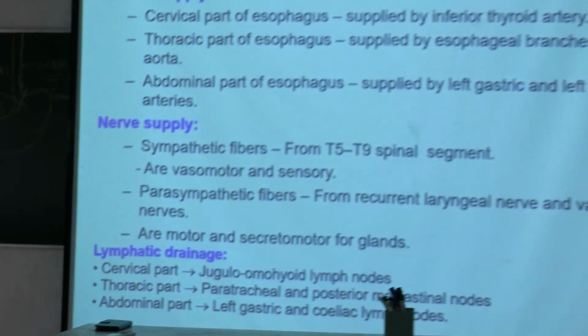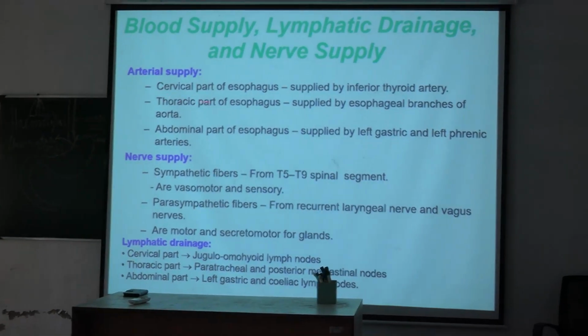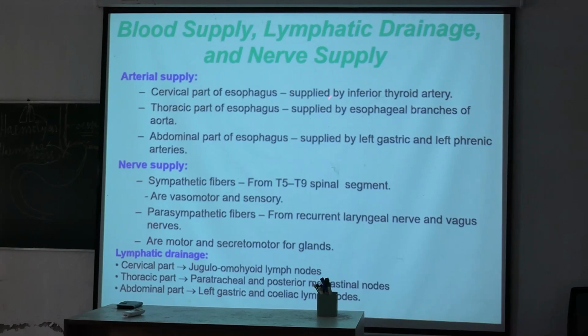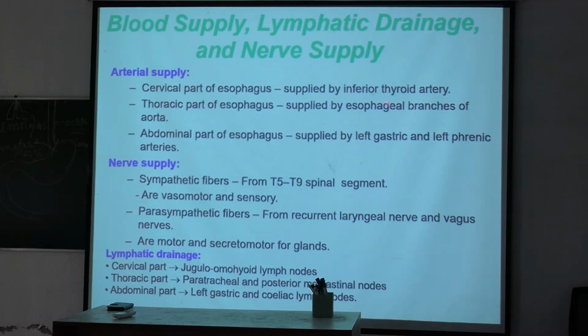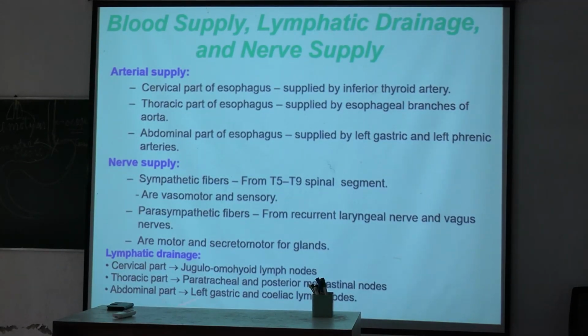Next, we are going to arterial supply. The cervical part of esophagus is supplied by inferior thyroid artery, and the thoracic part of esophagus is supplied by esophageal branches of aorta. Abdominal part of esophagus is supplied by left gastric and left phrenic arteries. Nerve supply is by the sympathetic fibers from T5 to T9 spinal segments, and they are vasomotor and sensory. And parasympathetic fibers from the recurrent laryngeal nerve and vagus nerves. They are motor and secretomotor for the glands.